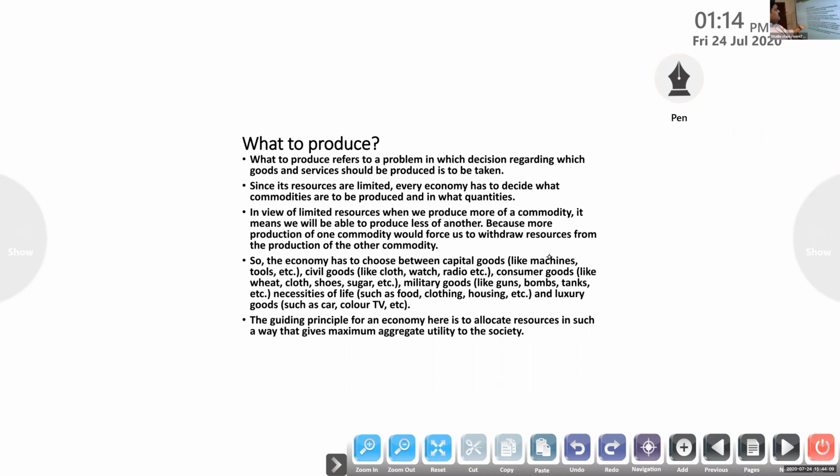Another thing is food, clothing, housing. Such things are considered primary necessities. We are unable to think of a life without all these things. And luxury goods such as car, color TV, something like that. So this is the problem: what to produce. They always have to think about what to produce as per the need of the people and as per the resources present in our country.